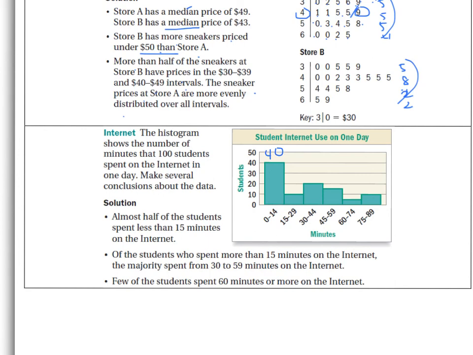And of the students who spent more than 50 minutes on the internet, the majority spent from 30 to 59 minutes on the internet. So let's see, 30, so here, around this area, 30 to 50. Few of the students spend 60 minutes or more on the internet. So this point is talking about this part of the histogram. Okay, and this is how you read or interpret the histogram. And this concludes our lesson.